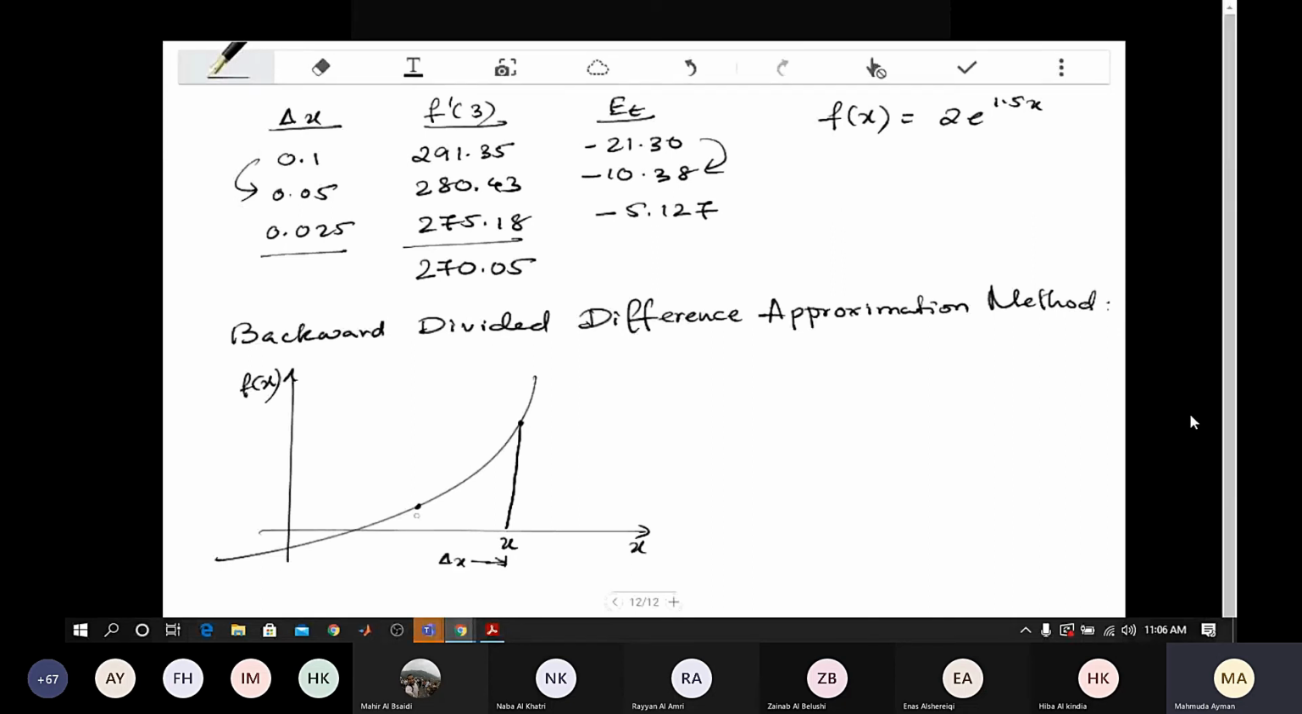Let's set this point here, which is x minus delta x, because this is backward divided difference, so we take a point back of x. So here we have the difference, or the distance between both x and x minus delta x, is delta x here. So I'll draw a secant line from this point to this point here.